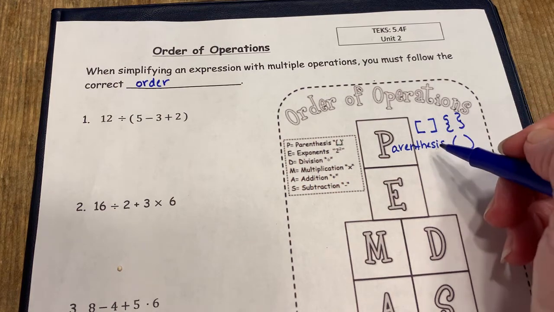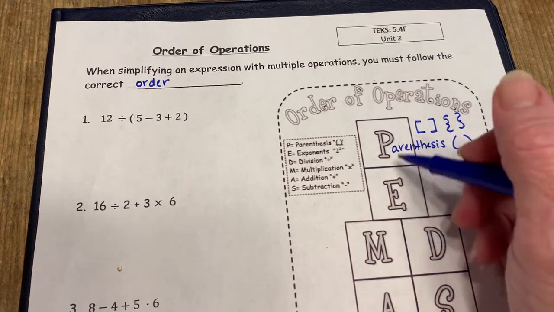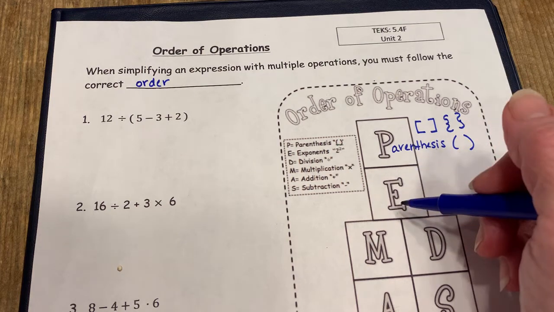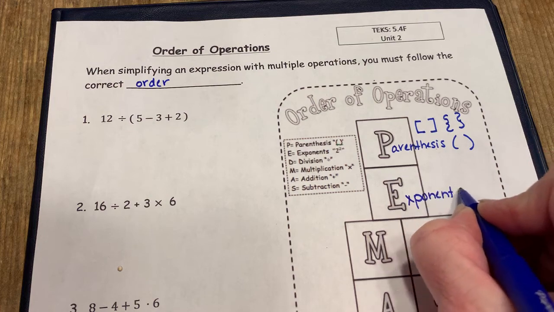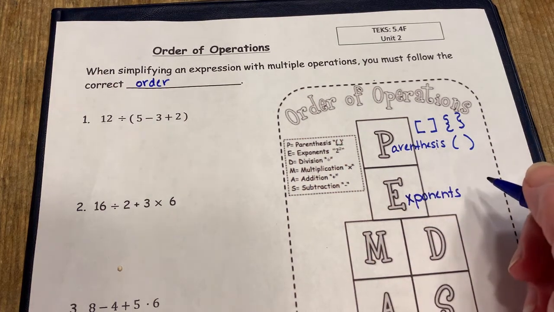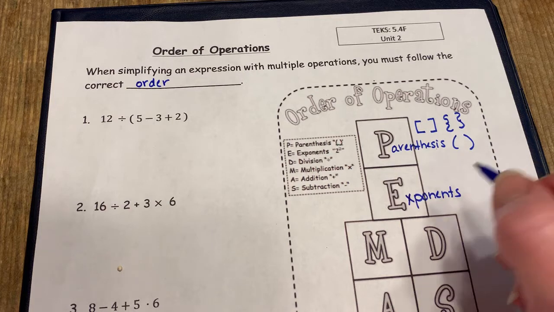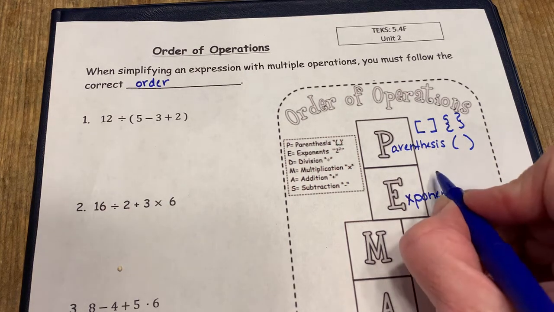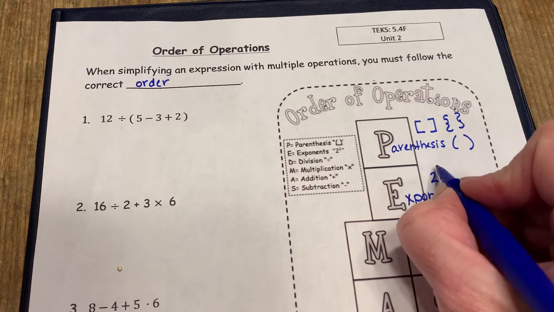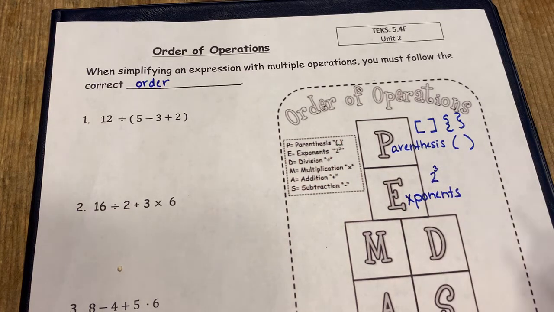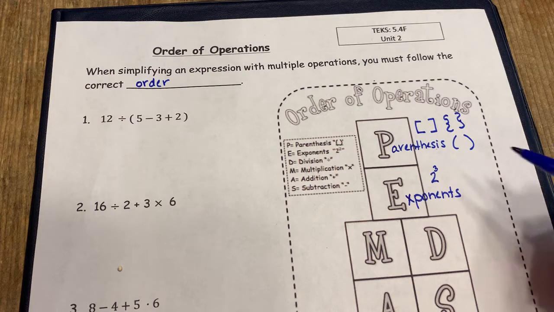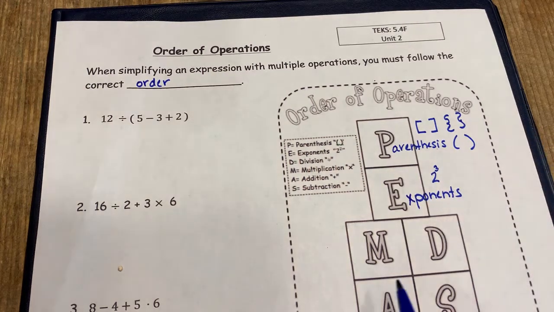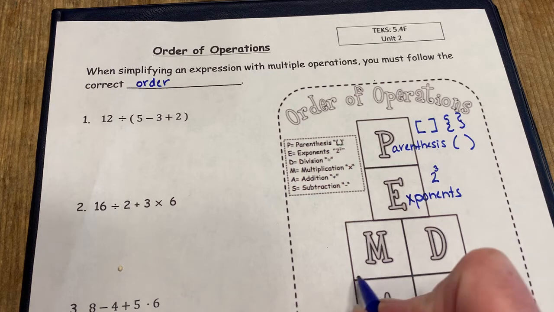Once you take care of the parentheses, you move on to the next operation, and the letter that comes after P is E, which stands for exponents. For now, we're not going to go into what an exponent is. You'll see this later in the year, but just so you recognize it, an exponent is when you have a larger number with a smaller number written up and to the right. We'll find out what that means later, but you would do all your exponents after parentheses.